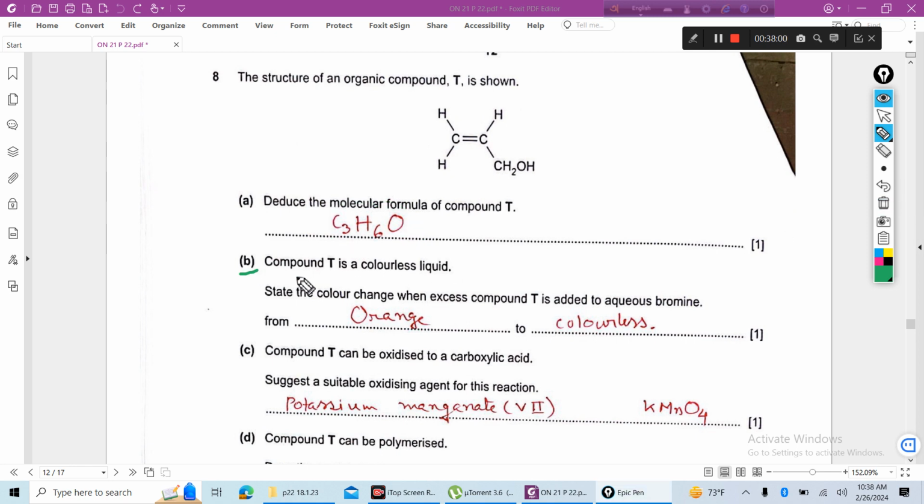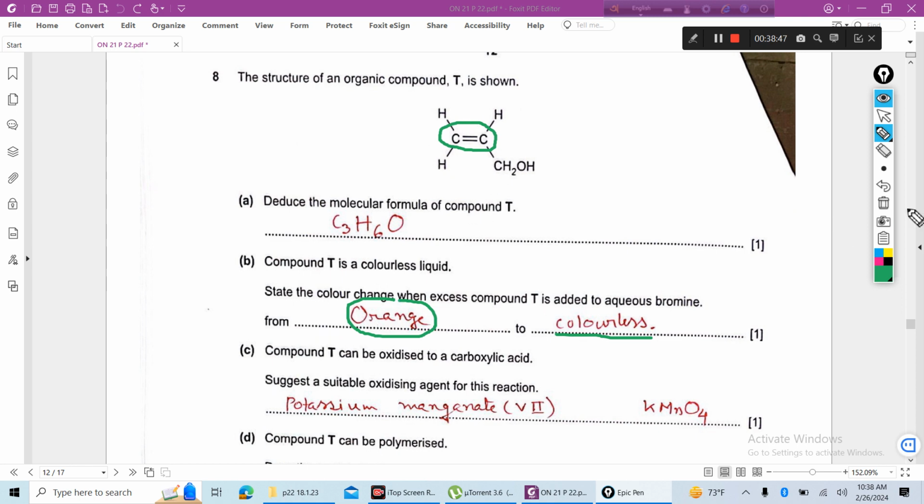Now B, compound T is a colorless liquid. State the color change when excess compound T is added to aqueous bromine. You know, compound T has a carbon-carbon double bond, so this is an unsaturated compound. If you add bromine water, aqueous bromine, the observation will be orange bromine solution turns to colorless. So your observation will be orange to colorless. This is the alkene test. Any compound containing a carbon-carbon double bond, if you add aqueous bromine, the observation will be orange to colorless.